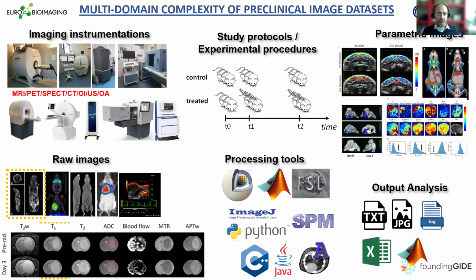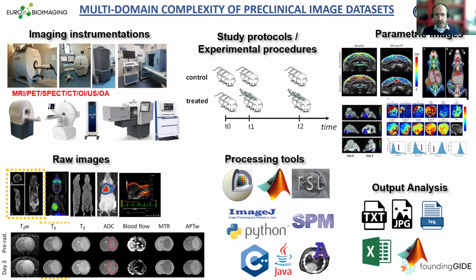field, I would say, because there is a lot of instrumentation that can be exploited to obtain preclinical images. You can obtain different types of raw images from, let's say, anatomical to functional, or providing metabolic information. Also, the study protocol and experimental procedures are usually quite different across different studies.